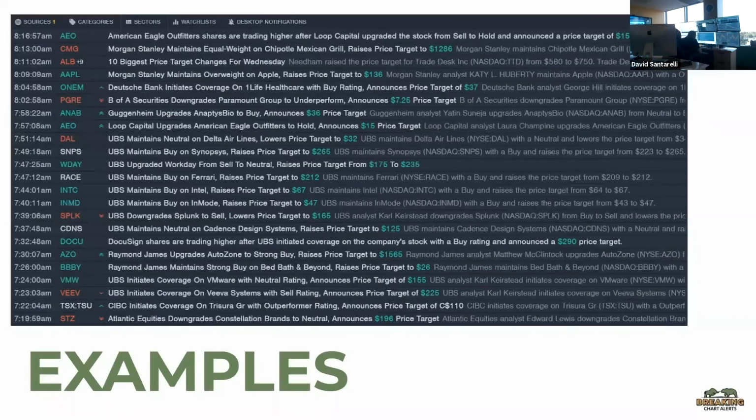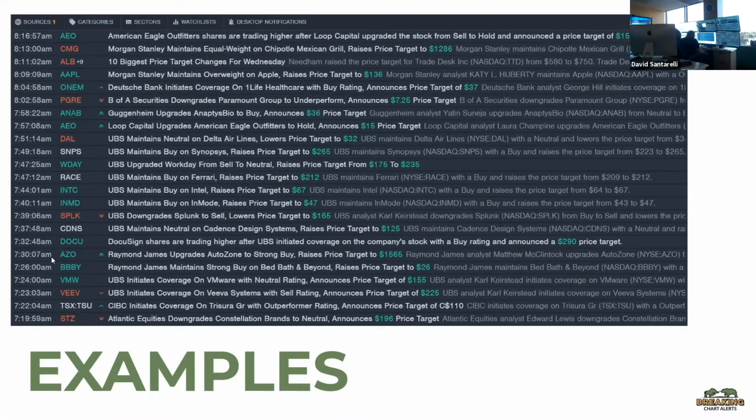So for example, here is what I looked at this morning. I came in very early this morning and I created everything for us. So you can see DocuSign here. DocuSign shares are trading higher after UBS initiated coverage with a buy rating and announced a 290 price target. That stock was trading at 240. So it's got 50 points to go to the upside, almost a 17% move to the upside to get to that price target. That's why I jumped into that.